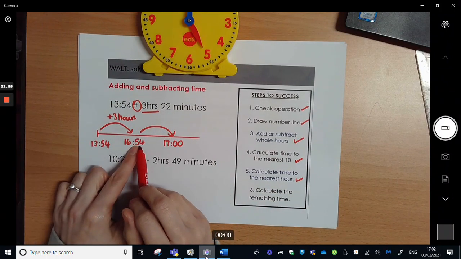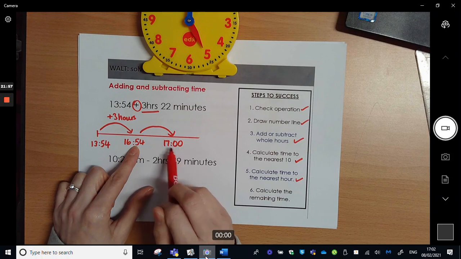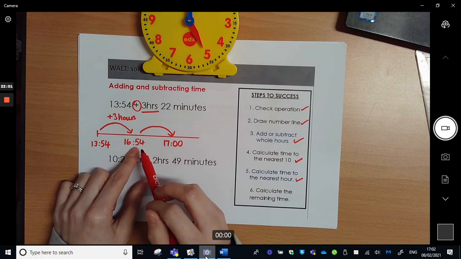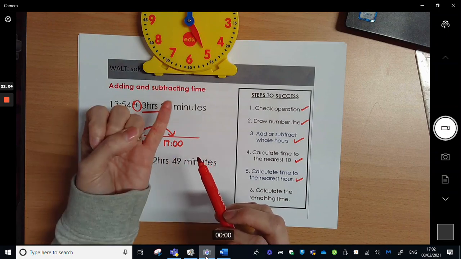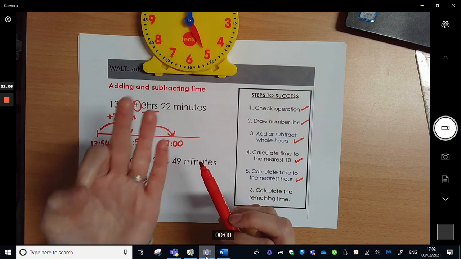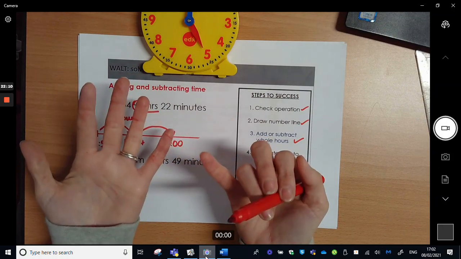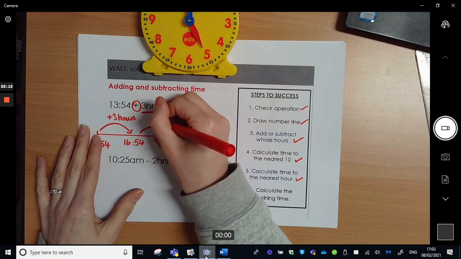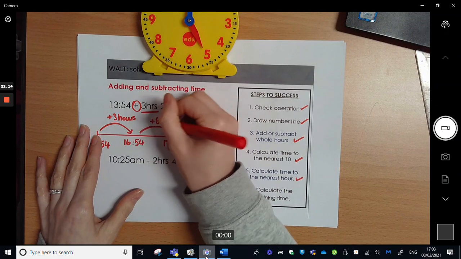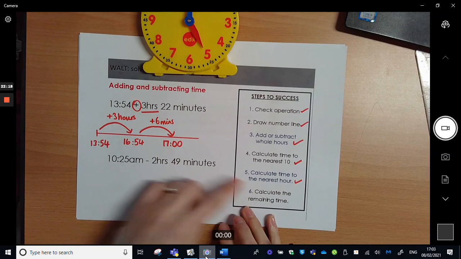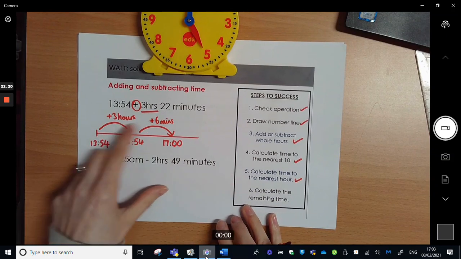So from 54 to the next hour, remembering there's 60, so I need to count from 54 to 60. So 54, 55, 56, 57, 58, 59, 60. So hopefully you can do that in your head. I'm just making it nice and clear for you. So I've added on 6 minutes there. So far in total up to step 5, I've added on 3 hours and 6 minutes.